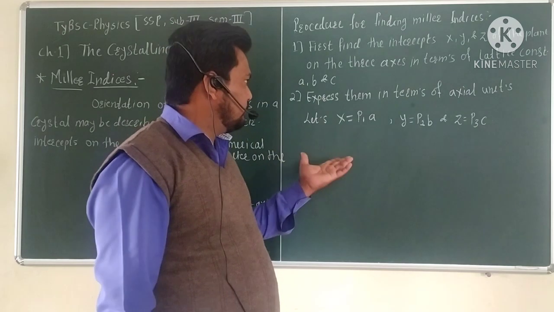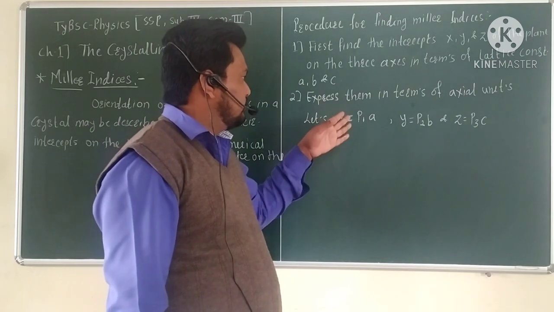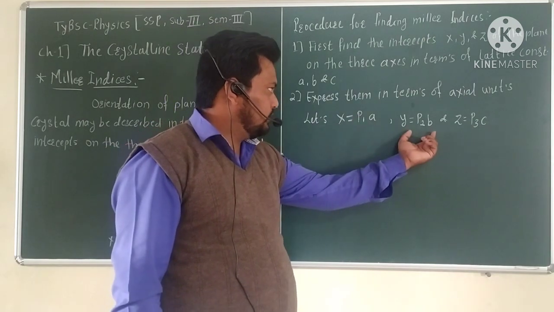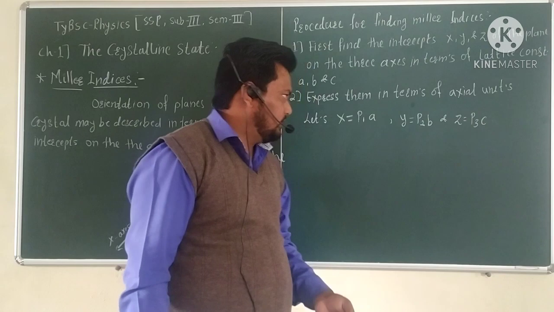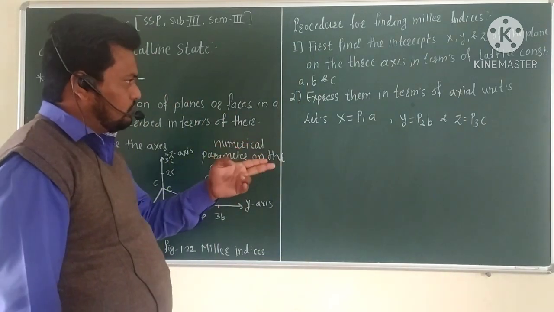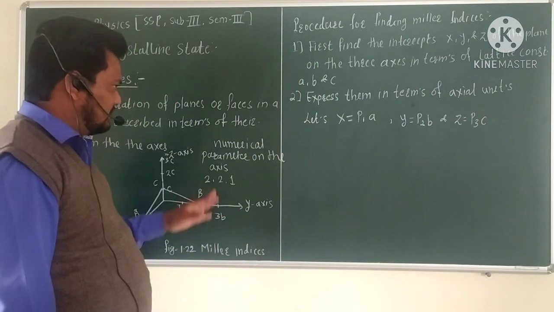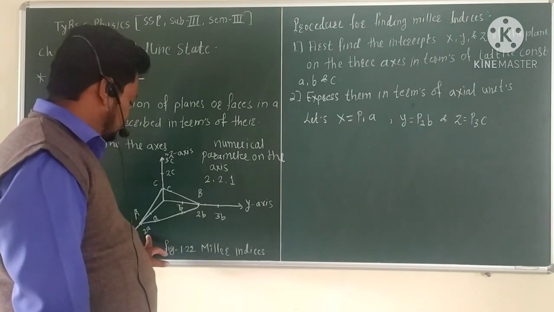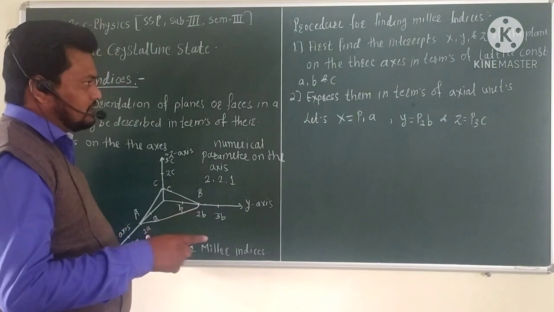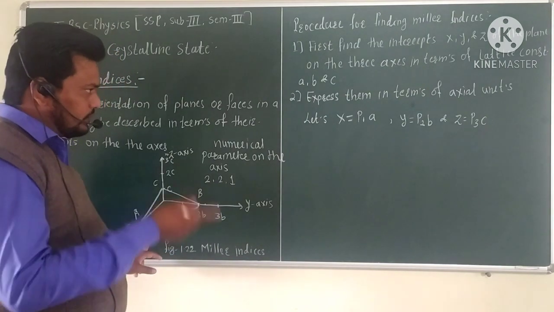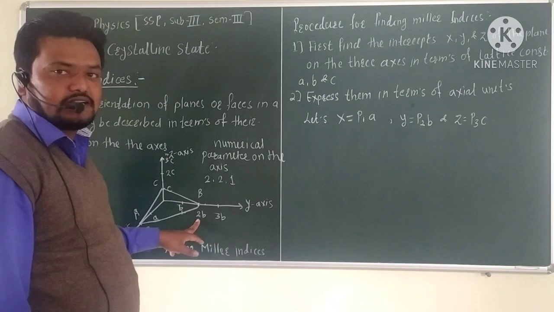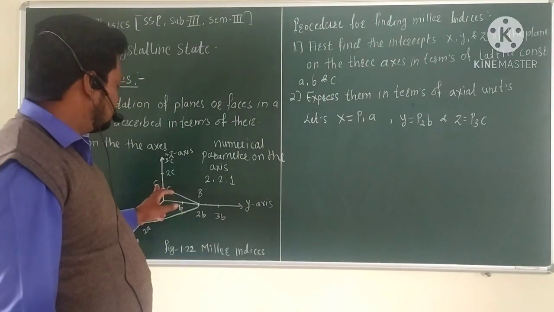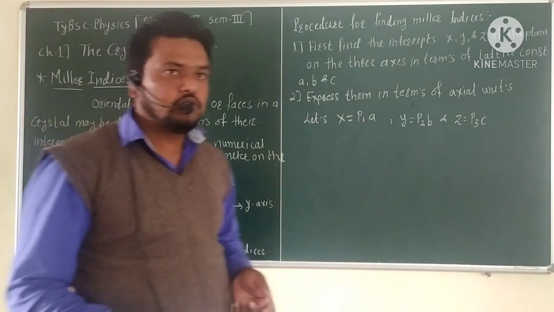Now the next point: express them as x equals p1a, y equals p2b, and z equals p3c, where p1, p2, p3 are integral constants. For example, p1 is equal to 2, so x is equal to 2a. p2 is equal to 2 here, so y is equal to 2b, and p3 is equal to 1, so z is equal to c.